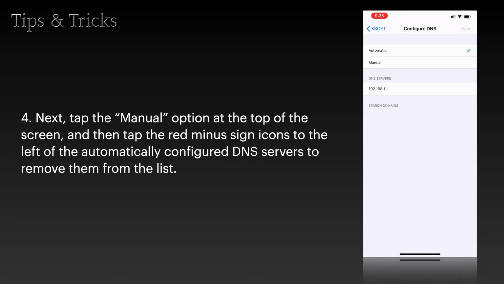Next, tap the Manual option at the top of the screen, and then tap the red minus-sign icons to the left of the automatically configured DNS servers to remove them from the list.